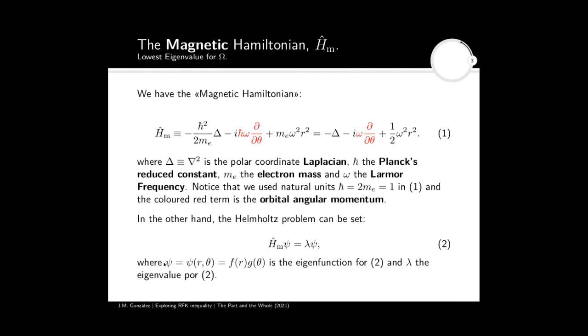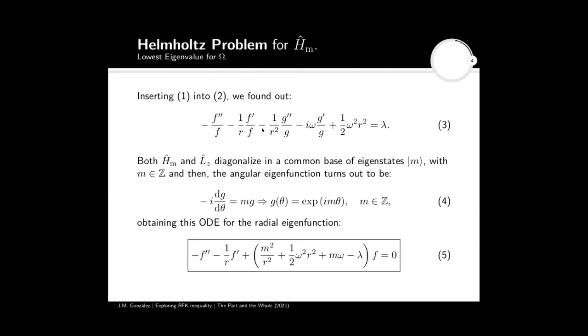And here is the eigenfunction. We admit a separable variable function, and lambda is the eigenvalue for 2. Inserting 2 into 3, we get the following PDE, coupled with radial f and angular g eigenfunctions, as I show here. However, this Hamiltonian and the orbital angular momentum diagonalize in the same discrete basis of eigenstates m, allowing us to solve the angular problem independently, as shown by 4. So using 4 in 3, we obtain an ODE, an ordinary differential equation, for the radial eigenfunction, which is singular at the origin, as I show here in this term and in this term, and cannot be solved through analytical techniques.